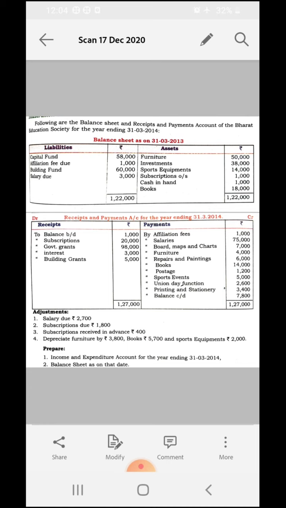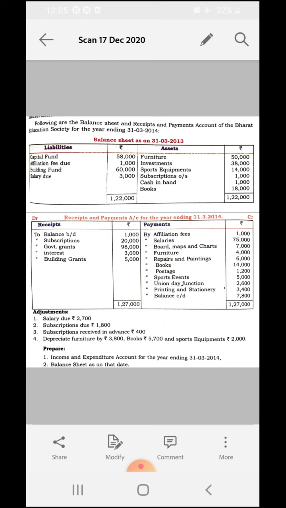Right. And along with that we have adjustments, that is 4 adjustments are given. First one is this year also we have an outstanding salary, salary due 2,700, and subscriptions this year also there is subscription due, meaning we need to add 2,700, salary also we need to add, current year outstanding needs to be added, subscription due 1,800 needs to be added, and subscription received in advance, meaning next year's subscription we have received in advance needs to be deducted, less 400.